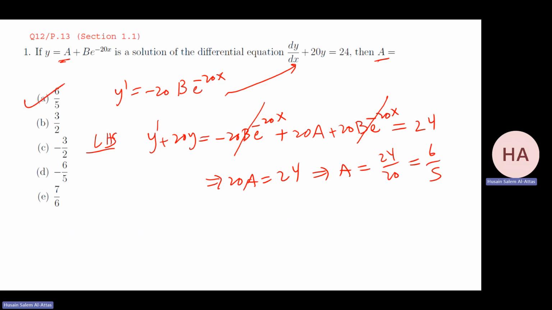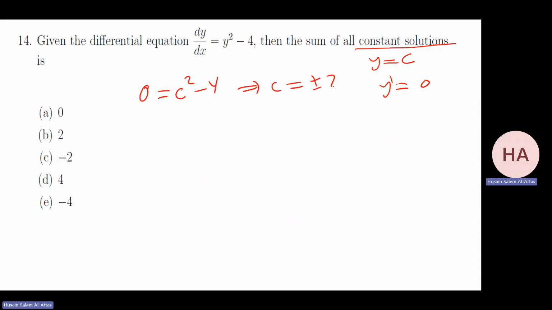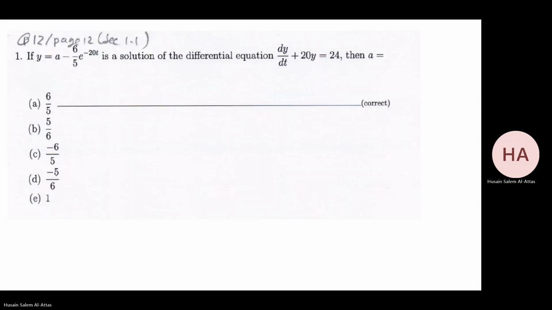What is this? Give me the differential, then the sum of all constant solutions. What do we mean by a constant solution? I'll write y equals c. So y prime equals 0. Substitute. You have 0 equals c squared minus 4. So c equals plus or minus 2. So the sum will be minus 2 plus 2, which is 0. That will be the sum.